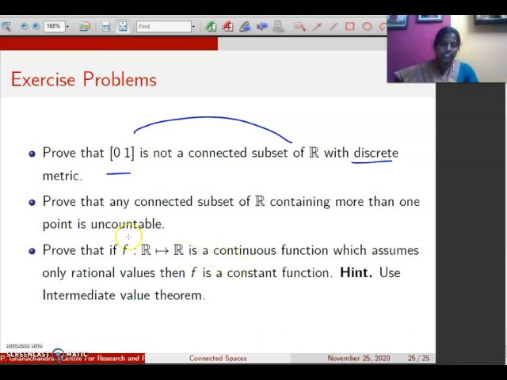And the last one: prove that if f from R to R is a continuous function which assumes only rational values, then f is a constant function. So f assumes only rational values, and we have to prove that f is a constant function. I have given the clue also. Use the intermediate value theorem and you can get this, guys.